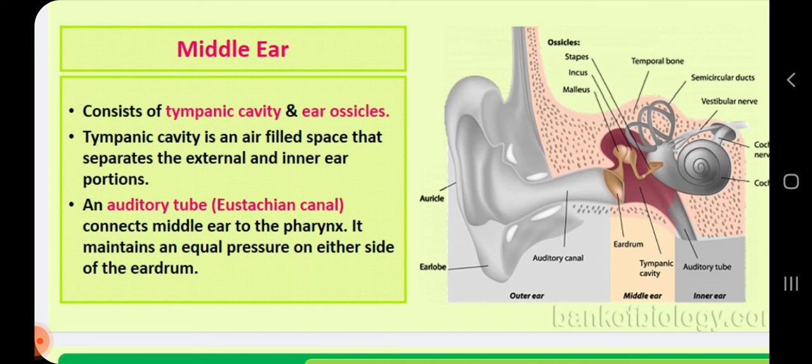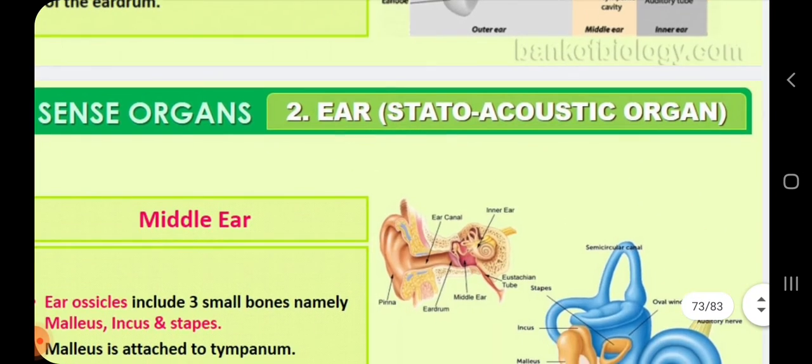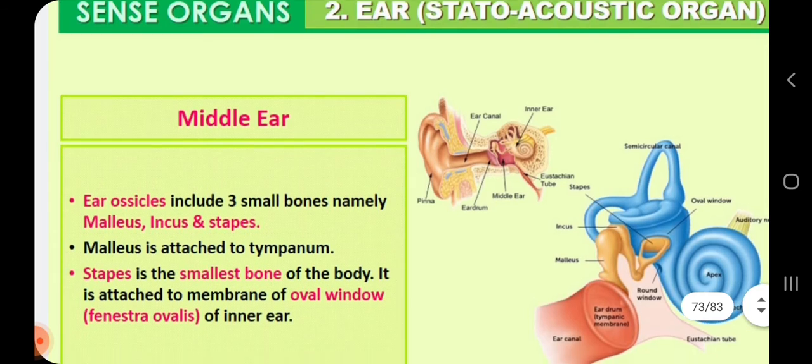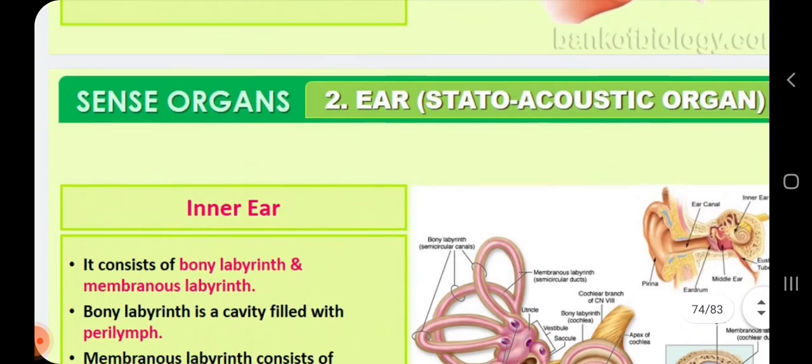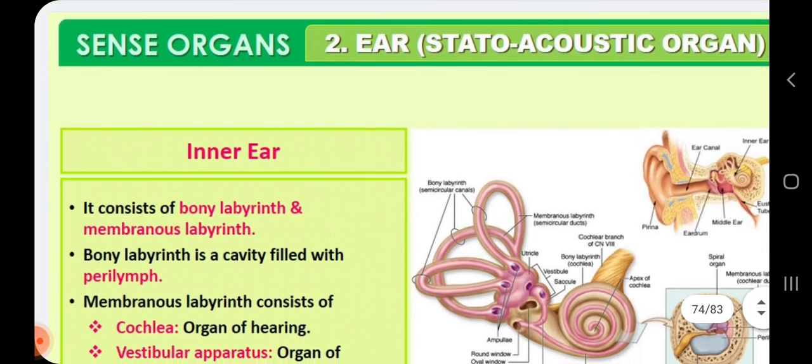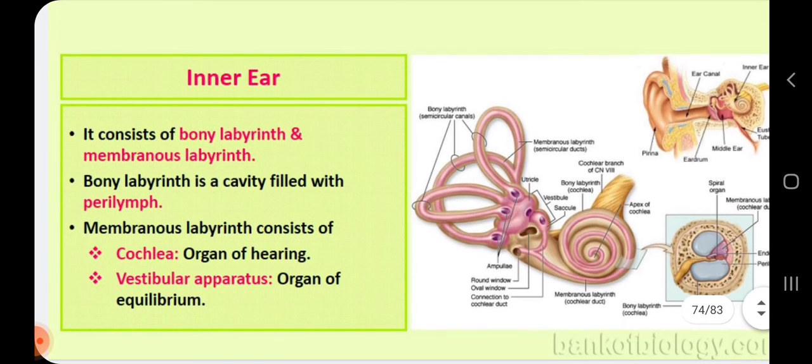Then what is the use of these ear ossicles? The ear ossicles help in increasing the efficiency of the transmission of sound waves to the inner ear. Means they help in the transmission of the sound waves from the external to the inner ear.